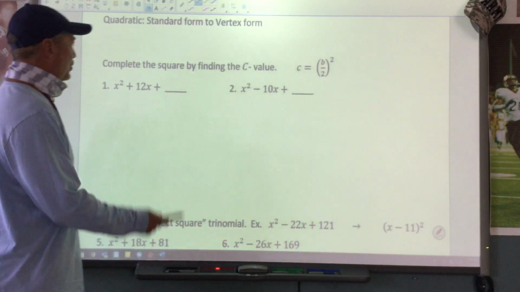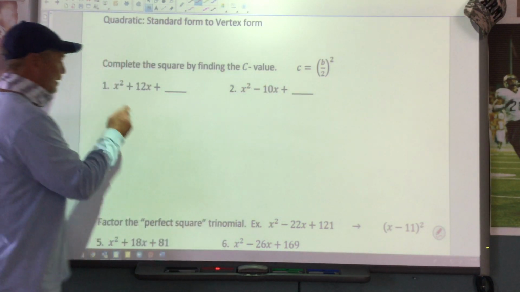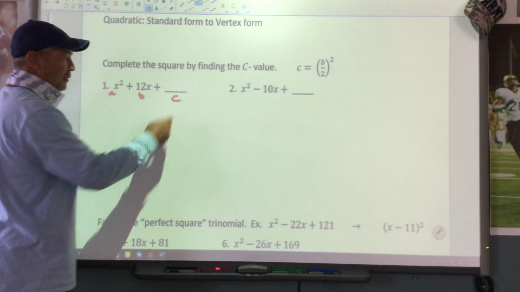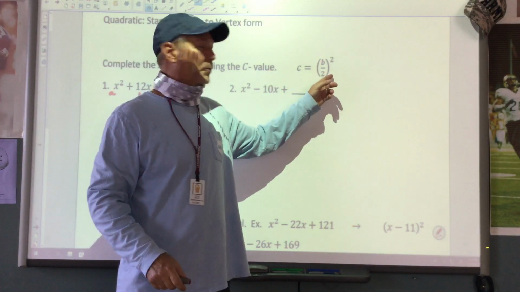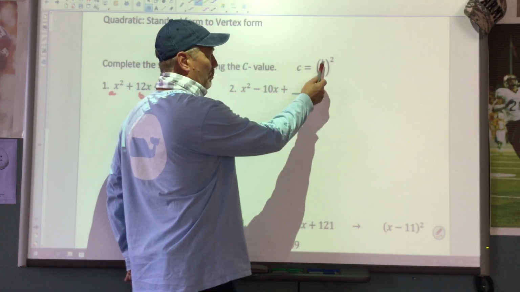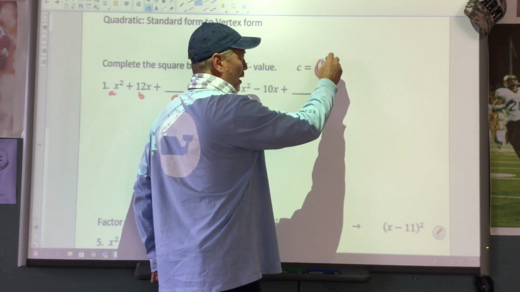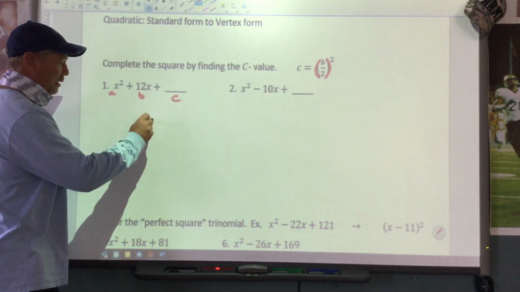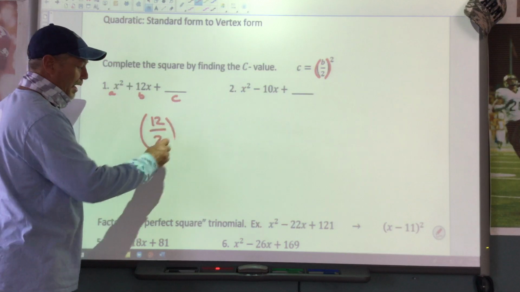They're going to ask you to complete the square by finding the C value. This is my A value, this is my B value, this is my C value. How are we going to find it? Here's a little formula to help you out. We're going to say B divided by 2, and then we're going to square that quantity.